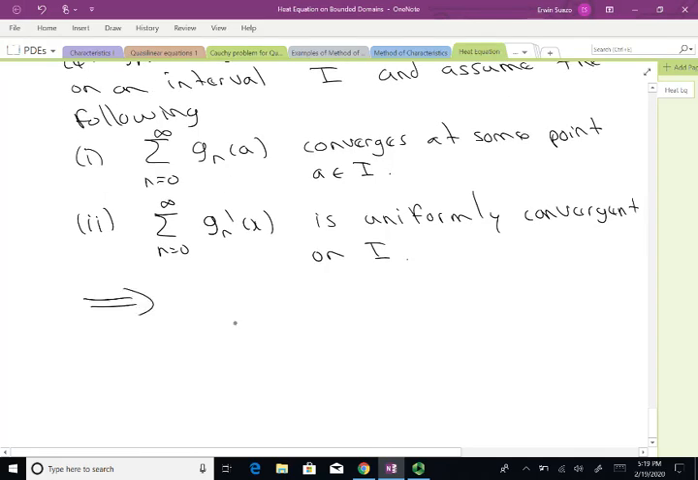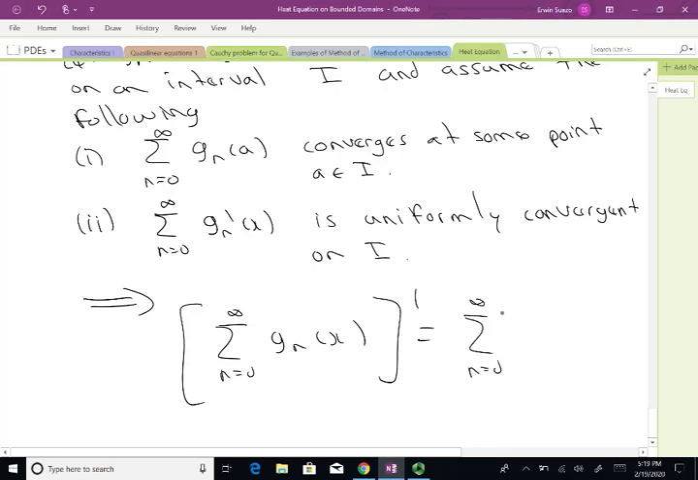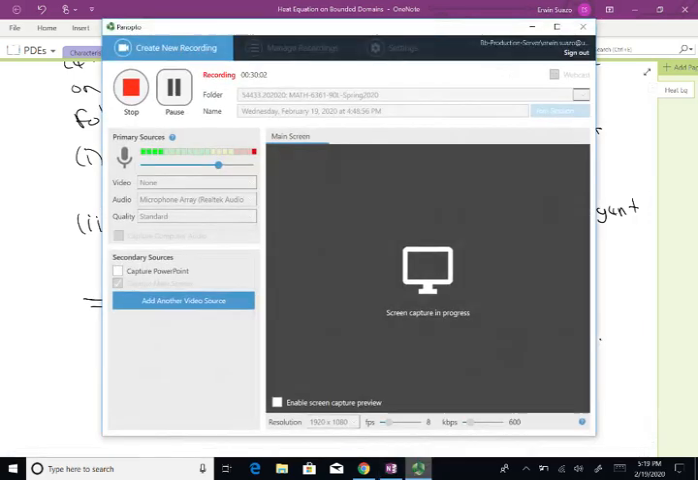Then you can find the derivative term by term of the infinite sum. That's basically what we want. So we can interchange the derivative with respect to x with the sum. Okay, so, 30 minutes for this. Now we are ready to prove our statement. That's what we're going to do.